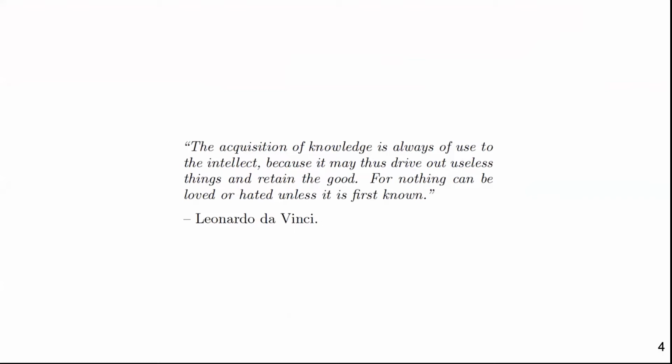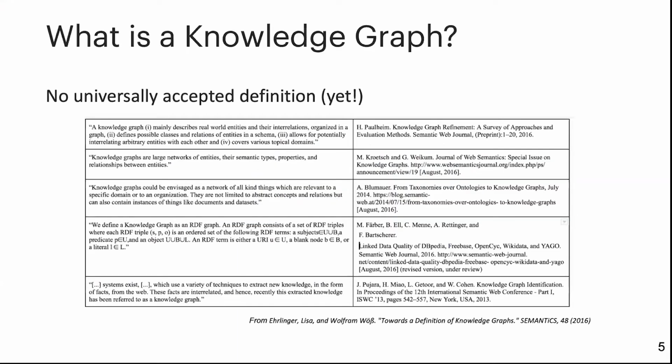And here is a very nice quote from Leonardo da Vinci. I used to live in Italy as well, and actually, when I was working in academia, I was in Italy. So this quote is really about knowledge. The acquisition of knowledge is always of use to the intellect, because it does drive out useless things and retain the good. For nothing can be loved or hated unless it's first known. So this is really the ultimate goal. On one side, we have the data in its very crude form and information that can be extracted from that data. But turning this data and information into knowledge is what we're really striving to do, and what knowledge graphs are meant to accomplish.